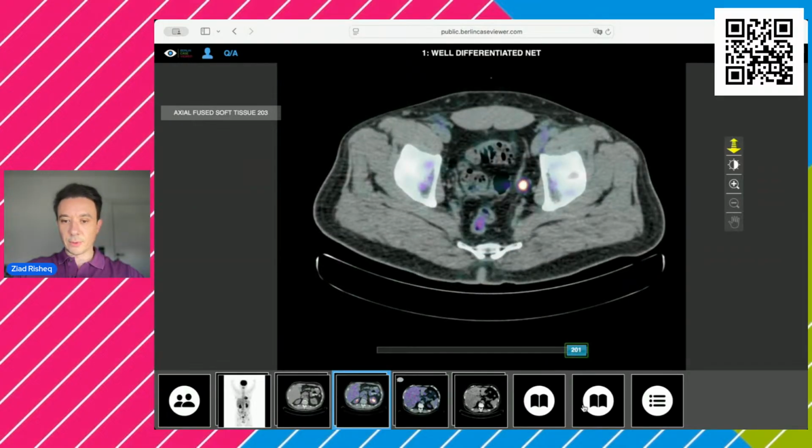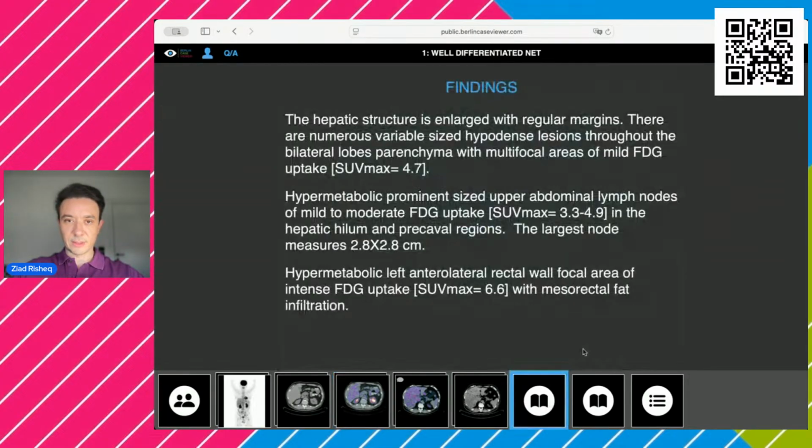Now, if you look at these volumes or at this series, this is basically how I do my reporting. You can use these templates, or you can do your own. So the liver was actually a bit enlarged, and we have numerous hyperdense variable-sized lesions.